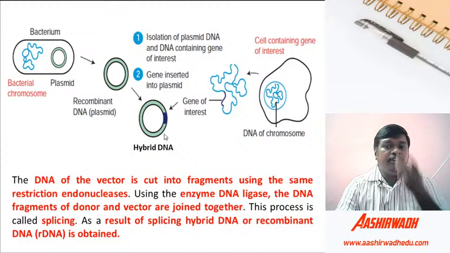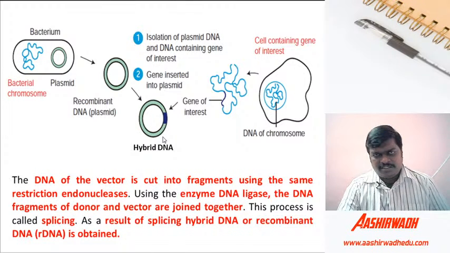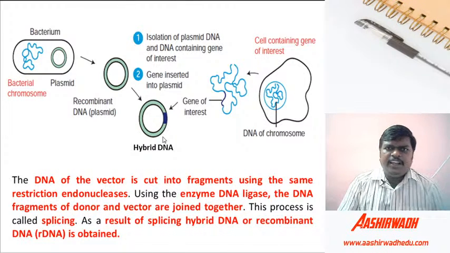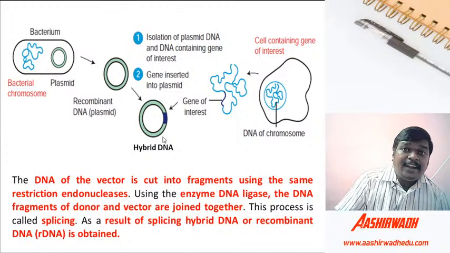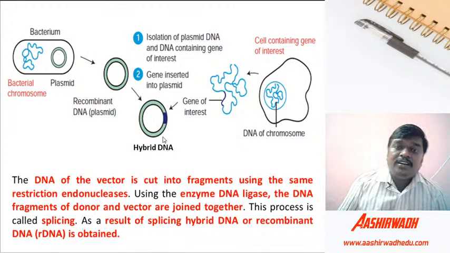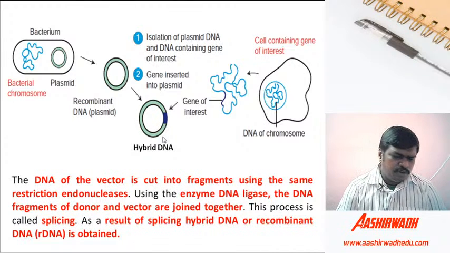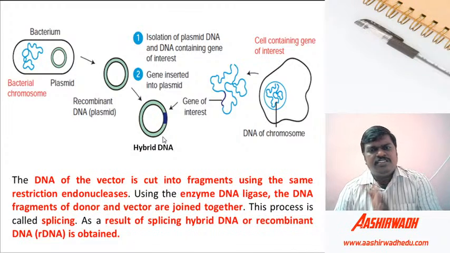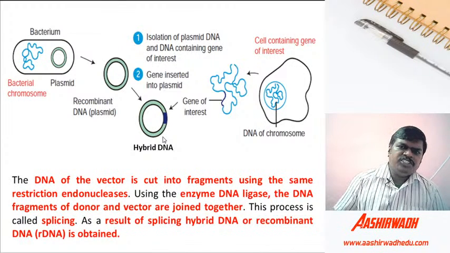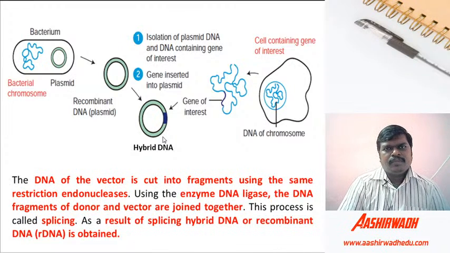It will be cut into fragments using a particular enzyme called restriction endonuclease. This restriction endonuclease is an enzyme that is used to cut the DNA at a specific site. There are two types of enzymes: restriction endonuclease and restriction exonuclease. These are used to cut the DNA at a specific site.